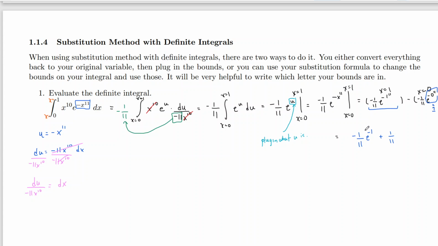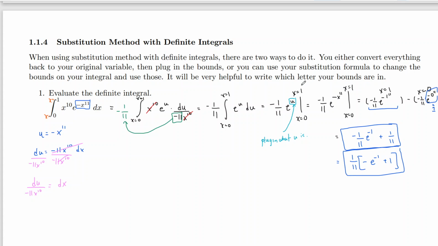All right, so now that we got that established, that's pretty much a good answer. If you want, you can't really go further because e to the negative 1 is going to be a messy decimal, and we aren't told to use a decimal here, so we need this as our answer. The only thing you can really do is if you want to factor out the 1 over 11, you could. So this would be negative e to the negative 1 plus 1. And you can do that, or you can leave it like this. It doesn't really matter.